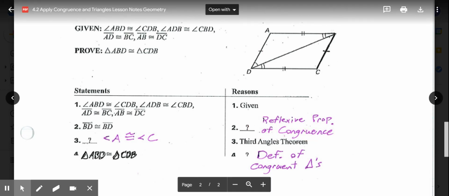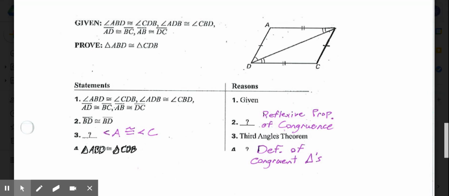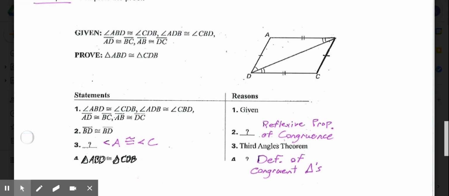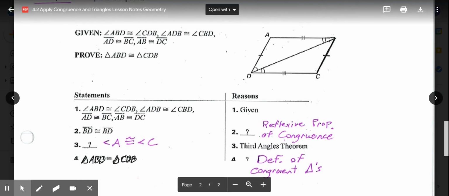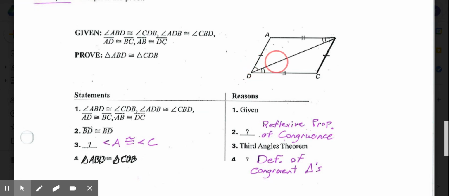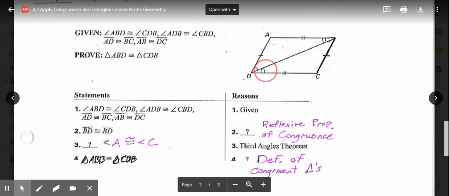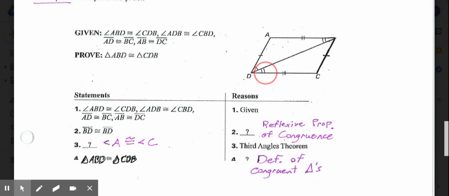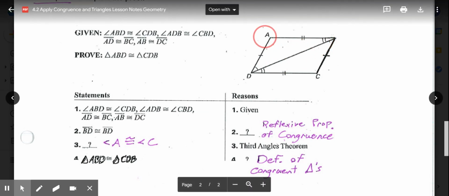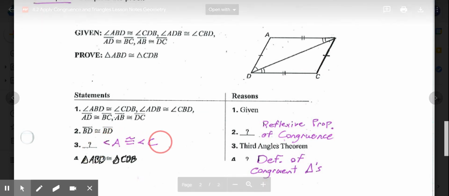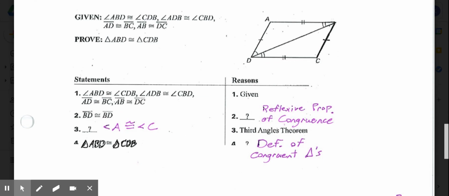Then they went on to use the third angle theorem. Well, we already knew that angle D down here from BDA would equal up here angle CBD, and then BDC down here equals ABD up here. So what's missing is angle A and angle C. So in our third angle theorem, we could say angle A is congruent to angle C.